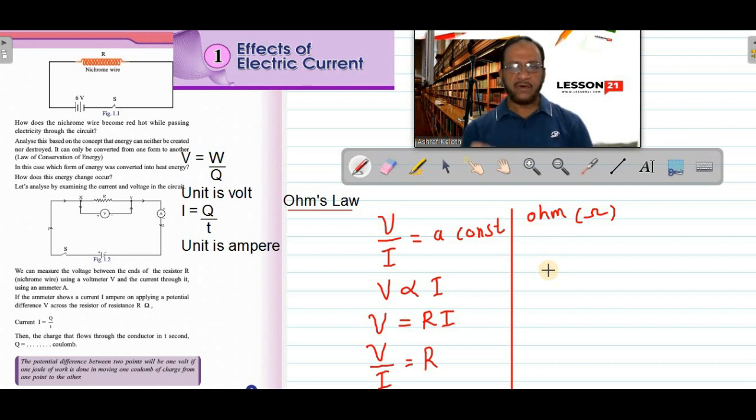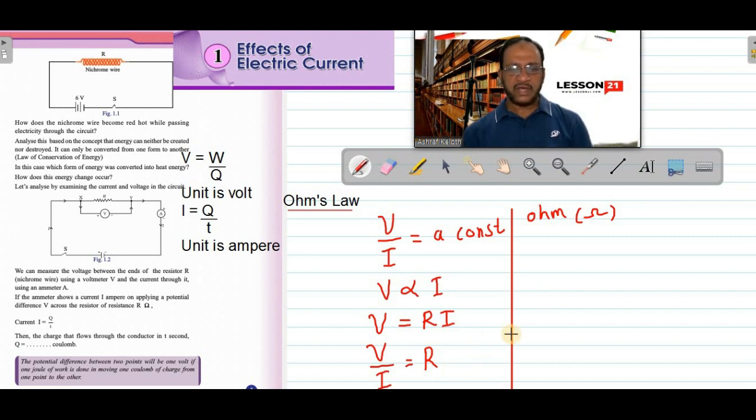Now the statement of Ohm's law is this: the potential difference across the two ends of a conductor is directly proportional to the current flowing through it, provided the temperature remains constant. When we are doing this experiment, the temperature of the high resistance wire should be maintained constant. Otherwise the resistance will keep changing. Only at constant temperature can we get a constant value for resistance. That is Ohm's law.